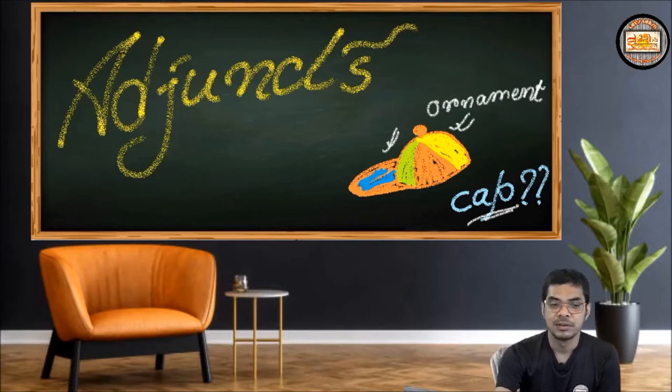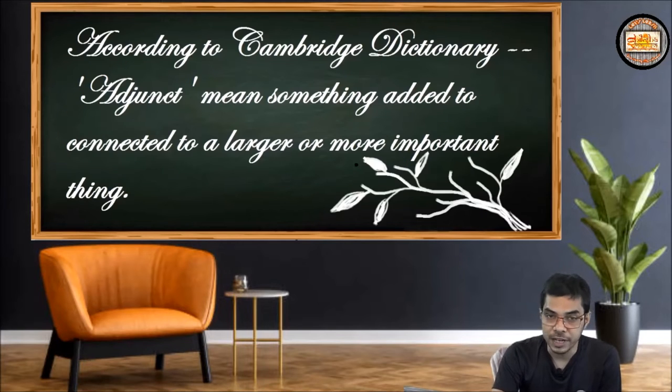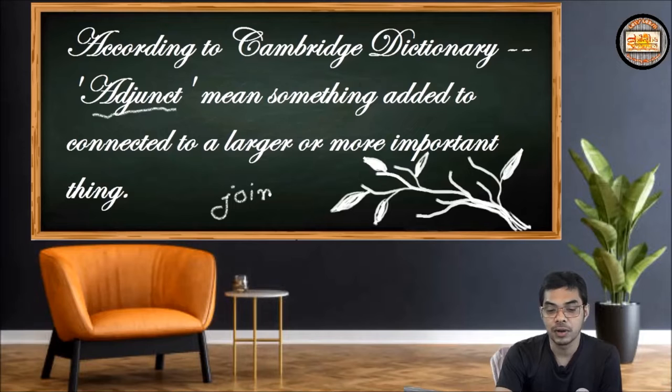So here we have found out a particular dimension for our discussion of adjuncts. But what adjuncts are? It's really important to find out its definition. But before we shift to the definition of adjuncts, let me tell you something. What does the word adjunct mean? Obviously, the word has come from join. Adjunct, this word has come from the word join. So what does it join? Let's see what Cambridge Dictionary says about adjuncts.